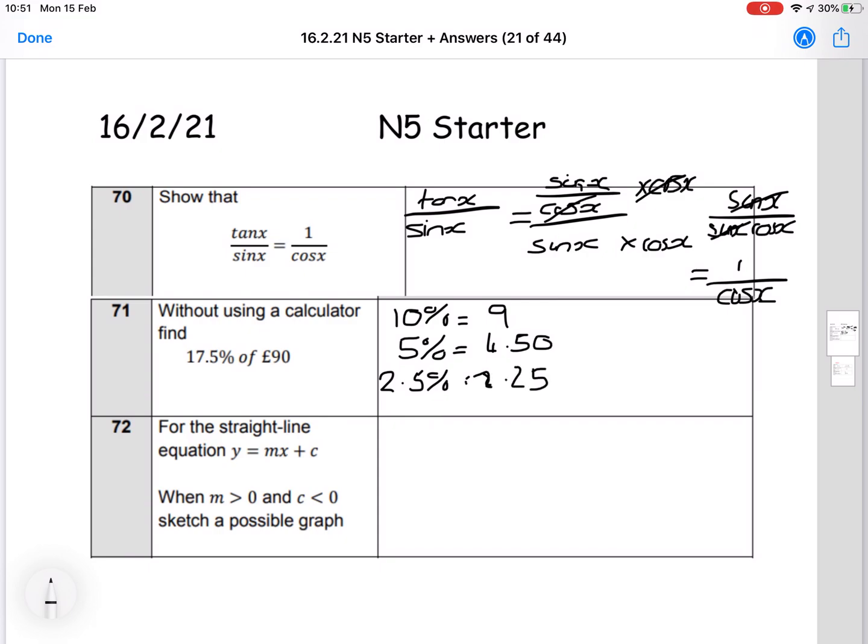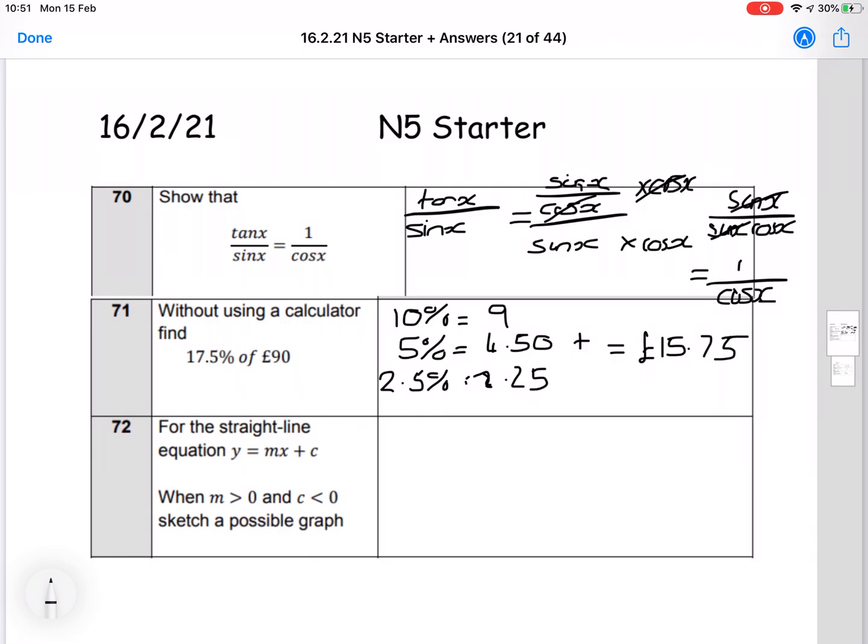And if you add together 10, 5 and 2.5, we get 17.5. So all we do is add those three together. So 9 plus 4.50 plus 2.25 gives us 15.75.